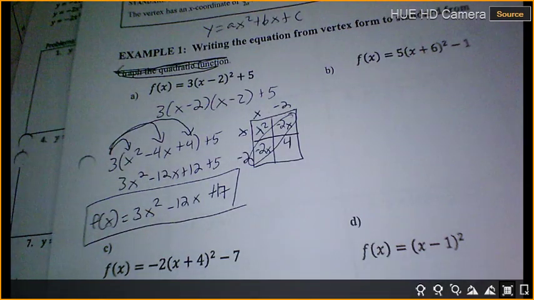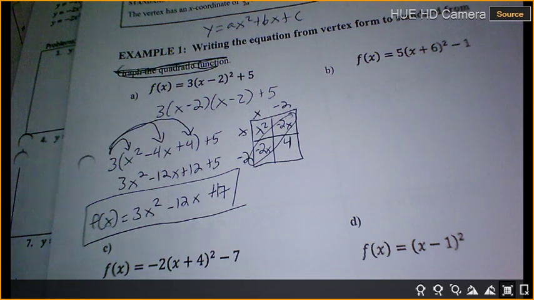You could say y equals instead of f of x. That's fine. Yes. It's hard to read, but it is plus 17.